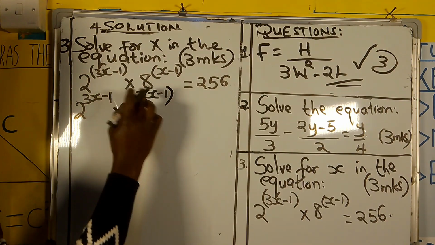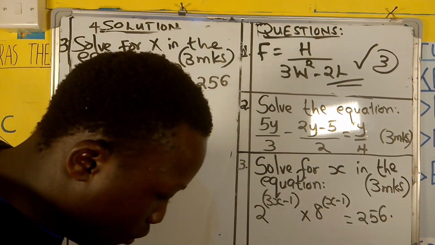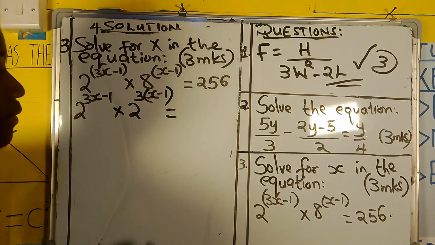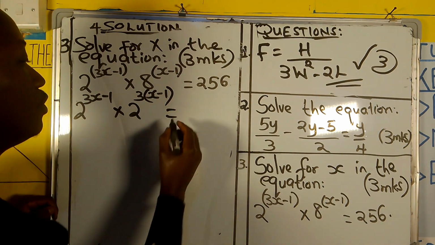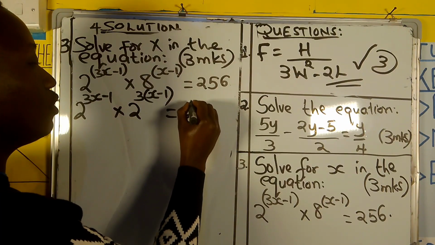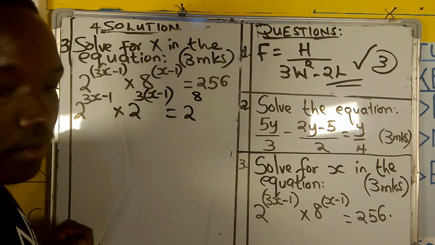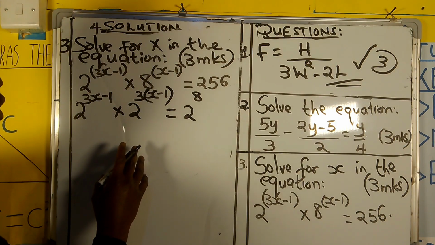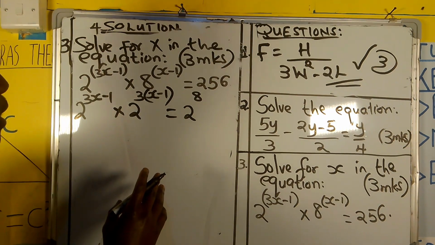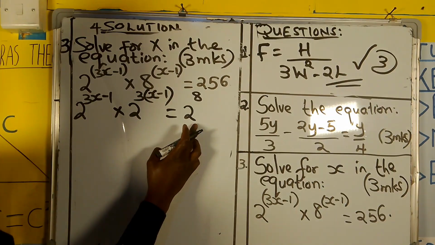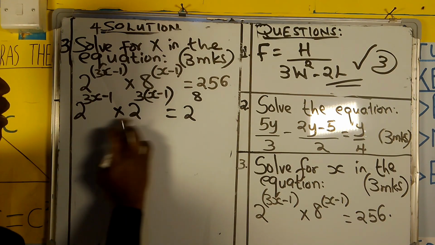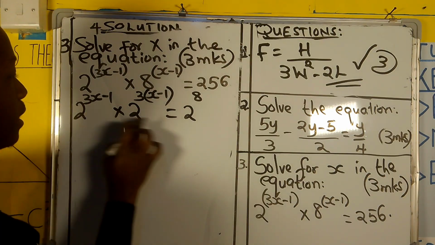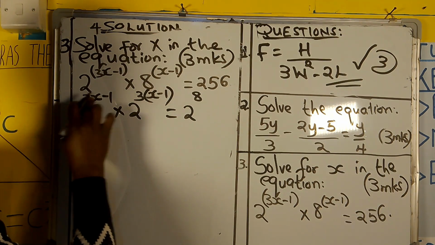2 to power 3 is equal to 8, and that is equivalent to 256. 256 is equivalent to 2 to power 8. So what we are going to do is that we have base 2 all round. So in this case, we can drop our bases, and when we drop our bases, we can solve the powers.